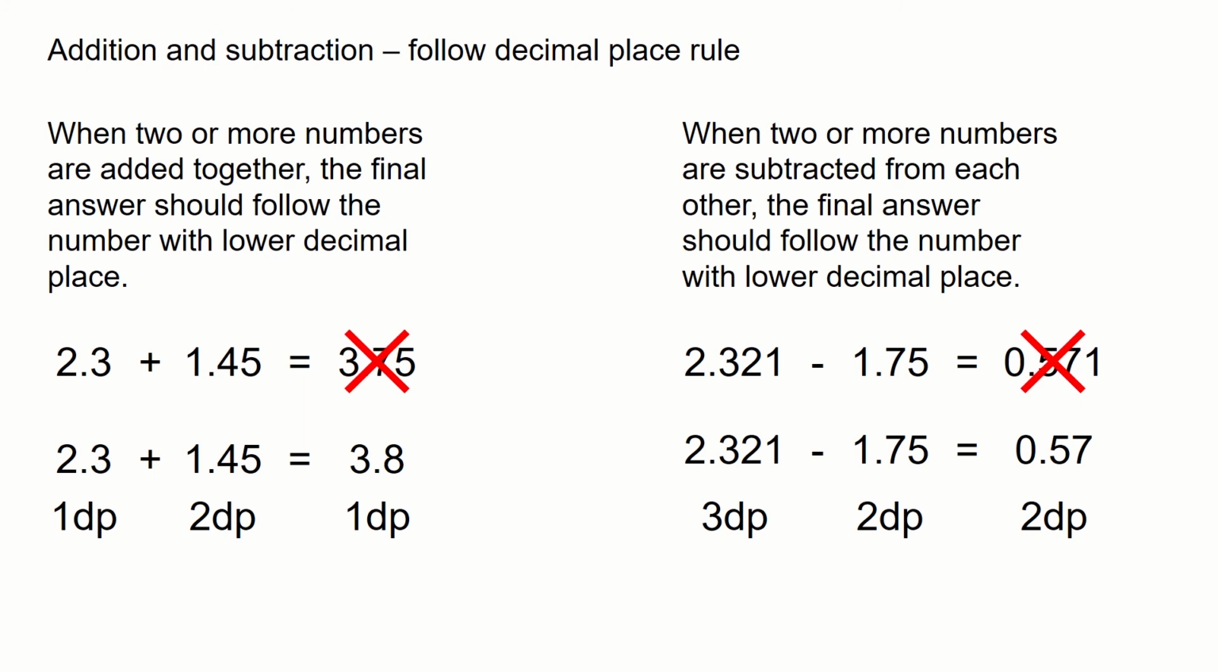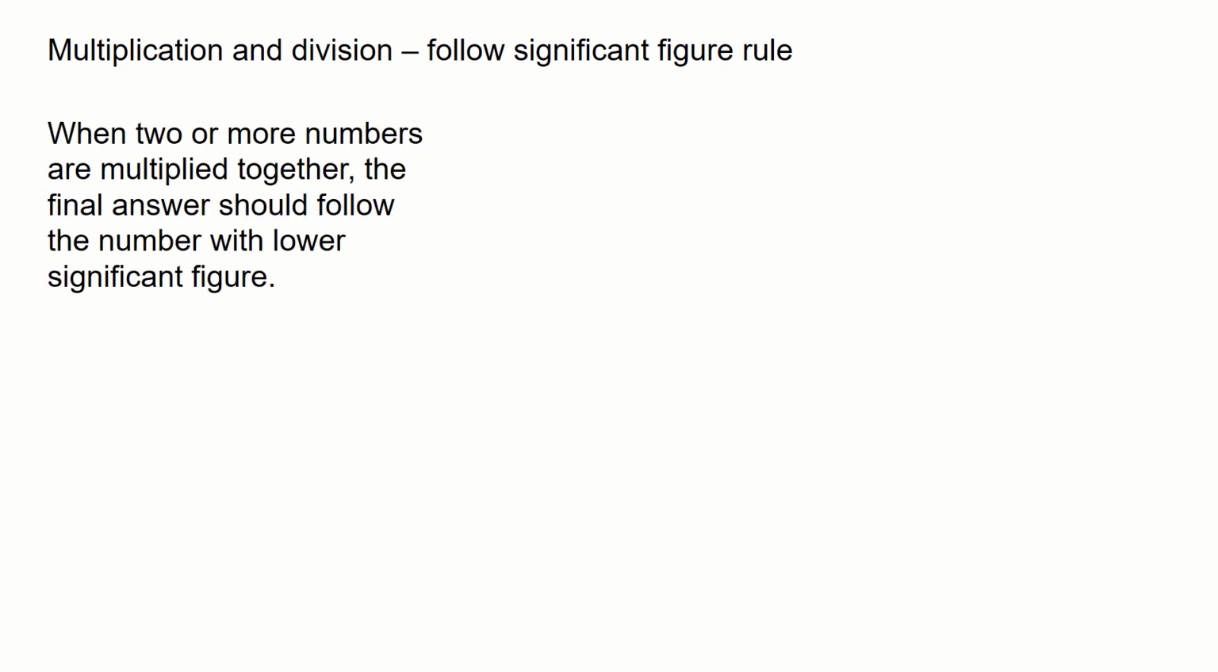I'll now follow up to times and divide. So for multiplication and division, you follow the significant figure rule. When two or more numbers are multiplied together, the final answer should follow the number with the lower significant figure. For instance, 2.00 times 3.11. When you press the calculator, you get 6.22.